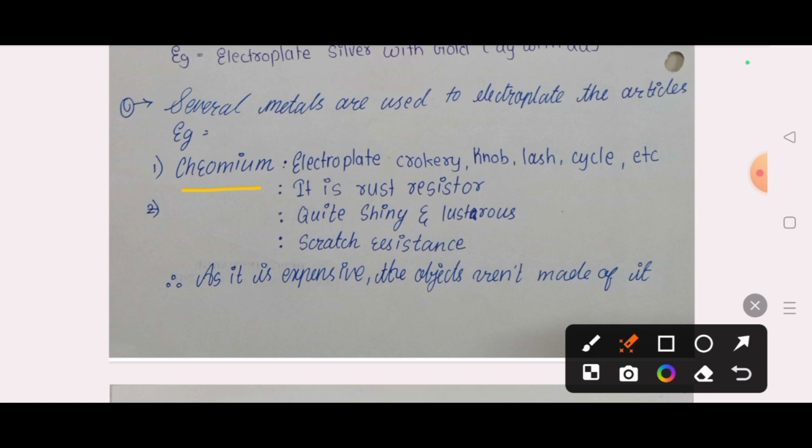So the door knobs, the latches of the door, these are shiny things, right? And they are electroplated with chromium only.